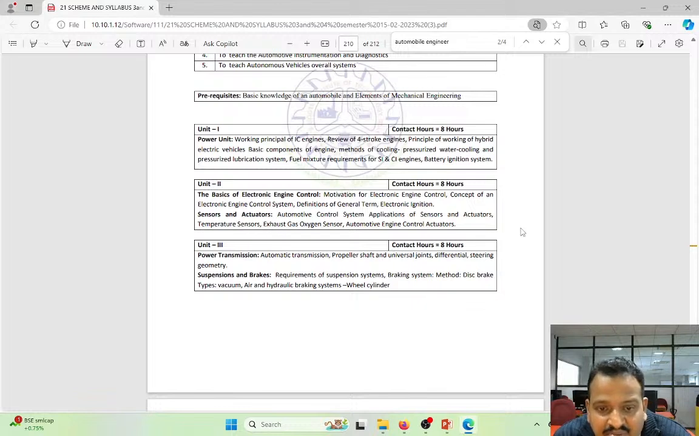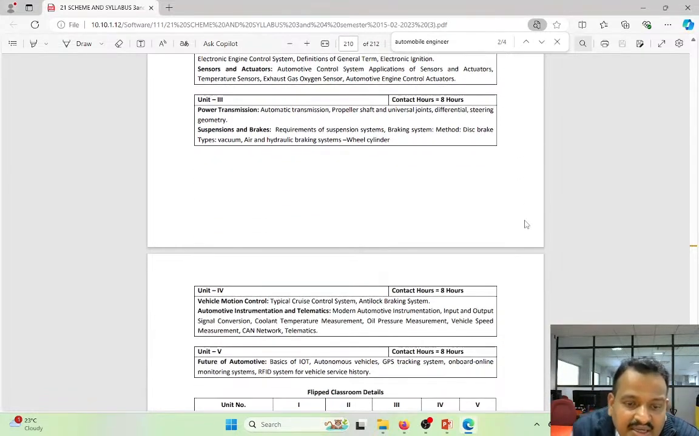In suspensions and brakes, you require suspensions for smooth drive, and you require braking for stopping the vehicle. So you will be studying about disc brake, then types of braking, the operation, how it takes vacuum, air braking and hydraulic braking system, which are used in almost all vehicles which are running on the road. Then unit 4, again the electronic parts of whatever we are studying in unit 3.